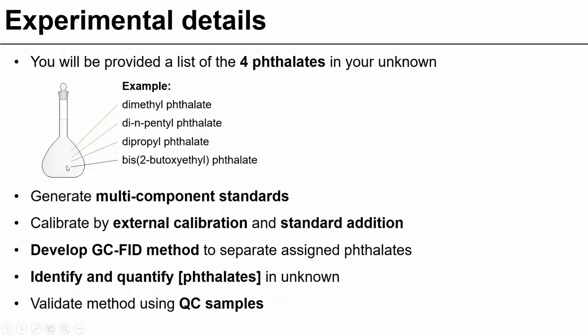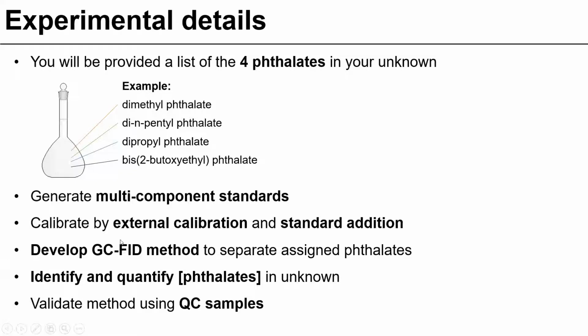So you're going to get a vol flask like this. And for example, you might have dimethyl, diampentyl, dipropyl, and bis-2-butoxyethyl phthalate. Again, this is just an example. These might not be the compounds that are present in your unknown. And based on what you have in your unknown, you're going to then generate some multi-component standards. So you're going to make a multi-component stock solution containing all 4 of these compounds at a concentration that allows you to create your calibration curves.